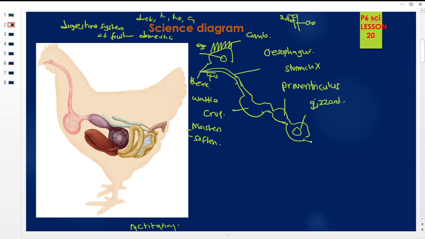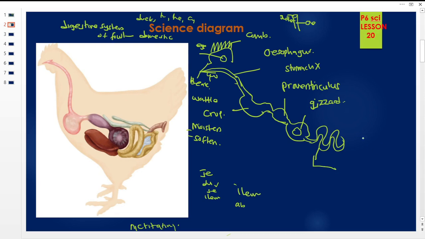Now from the gizzard we are going to get what we call the small intestine. Remember, we said that the small intestine is made up of three parts. We have the jejunum, we have the duodenum, and also the ileum. So we start with the duodenum, then we go to the jejunum, then the ileum. So here we are going to call this one the ileum, where we have absorption of water.